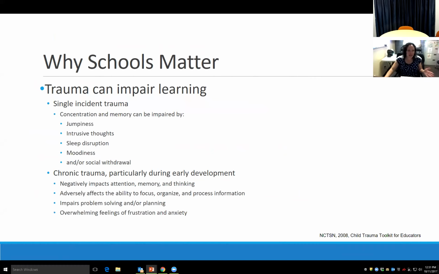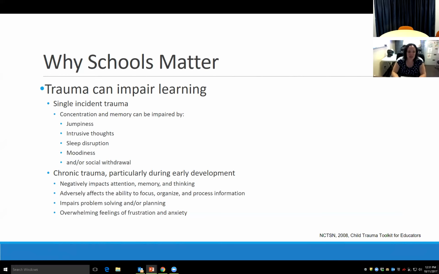So I said I'd come back to the single incident versus chronic trauma, and that's in terms of how it can impair learning. Single incident trauma can impair concentration and memory because of basically the PTS symptoms: jumpiness, intrusive thoughts, moodiness, sleep disruption, social withdrawal. Whereas chronic trauma, particularly in early development, really impacts things even more globally.